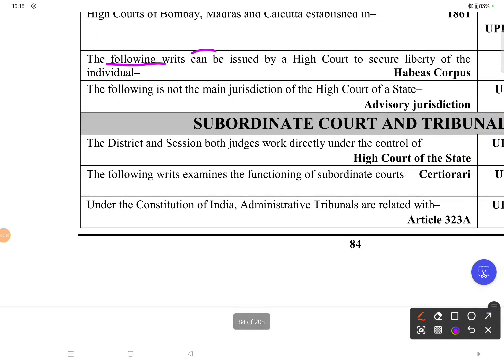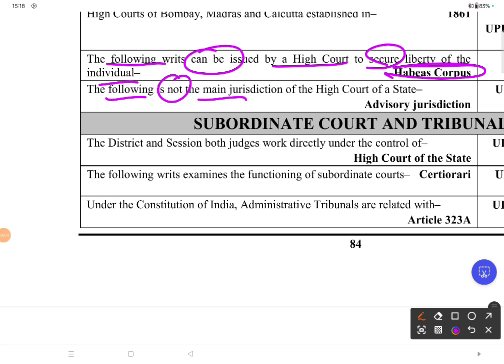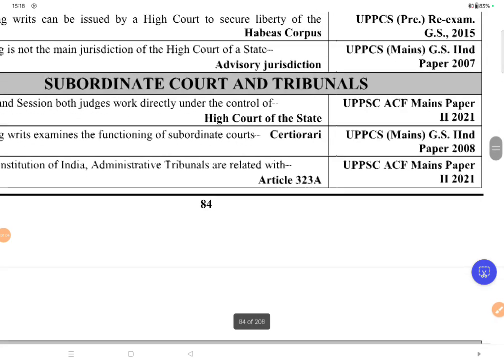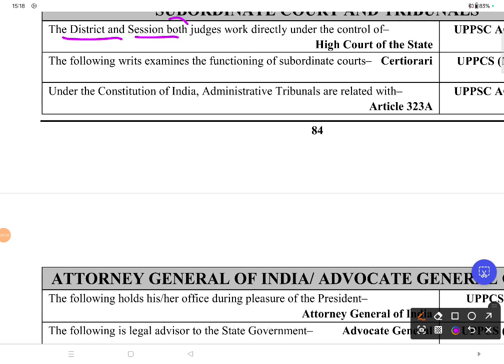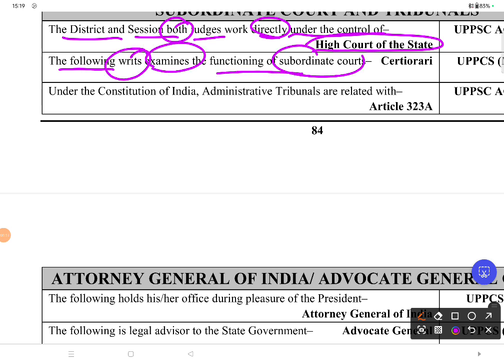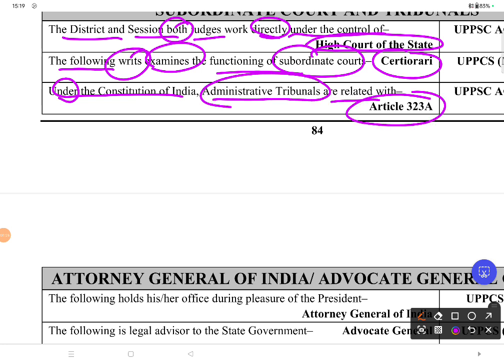The following writs can be issued by High Court to secure liberty of the individual: habeas corpus. The following is not the main jurisdiction of High Court of a state: advisory jurisdiction. Move on to the next chapter, that is subordinate courts and tribunals. The district and session judges both work directly under the control of the High Court of a state. The following writ examines the functioning of subordinate courts: certiorari. Under the Constitution of India, administrative tribunals are related with Article 323A.